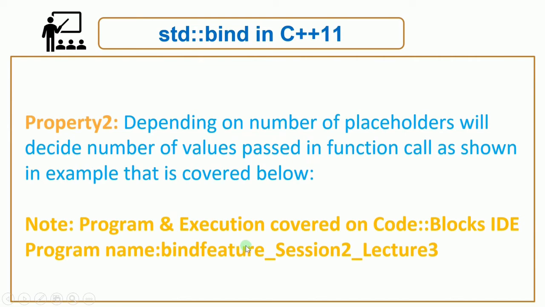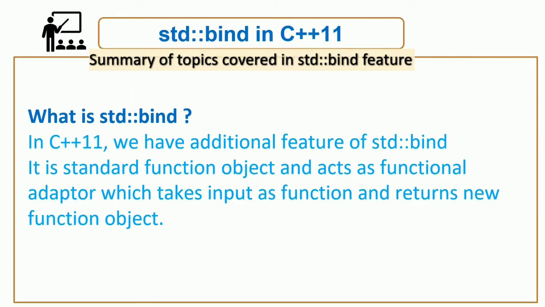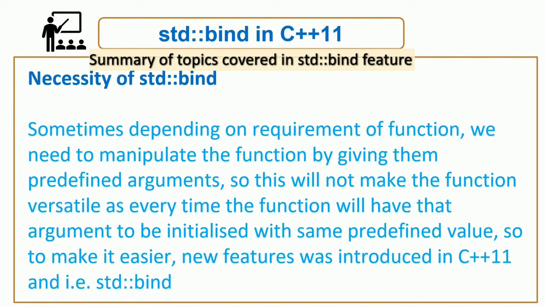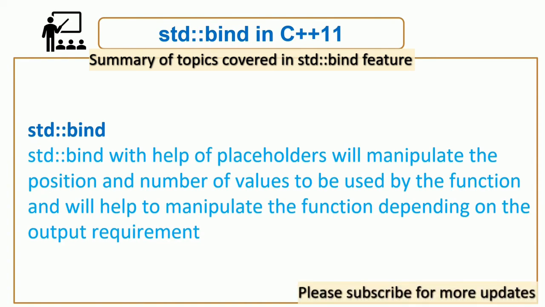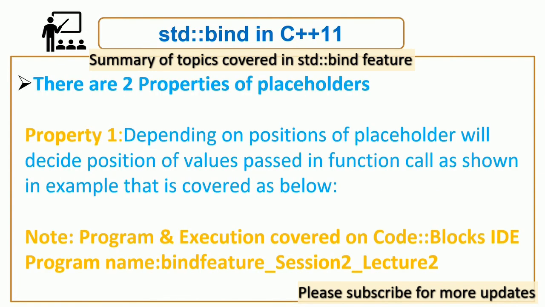Now coming back to the presentation, we are done with this bind feature. You can see we have done lots of programs in order to understand the bind feature. We have seen the definition of the bind feature, the example of the bind feature, and why this bind feature is required. Then we have seen how the bind feature actually works with the help of placeholders. All these things we have understood, and we have seen what the placeholders are. We have seen the program for it, we have executed it, and we have seen the properties of the placeholders.